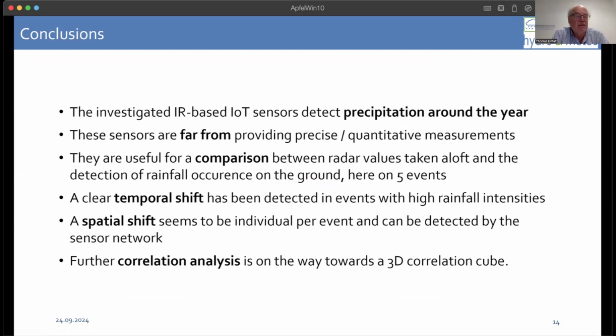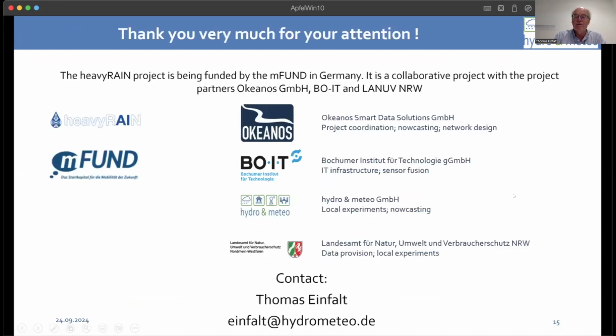And we are going on with further correlation analysis towards a 3D correlation cube so that we can see in time and in space where the rainfall occurrences are deviating and where they are best fitting. Well, with this, I am ready for questions and for further discussion.